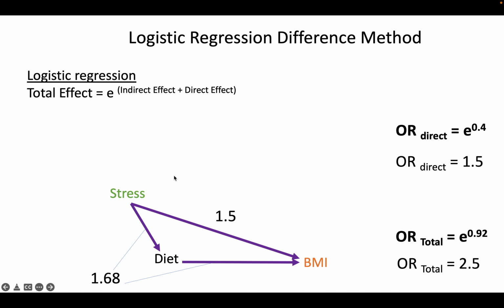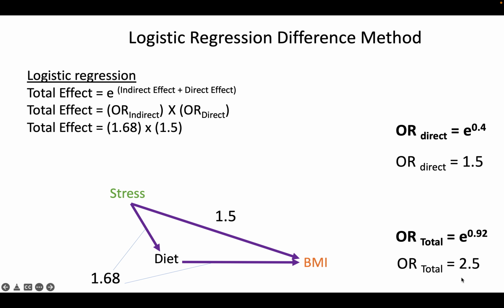Yeah, so now we've decomposed the total effect into its direct and indirect. So the direct and indirect effect of stress is pretty similar, but you can see that a little bit more of the total effect of stress is explained by its path through diet.